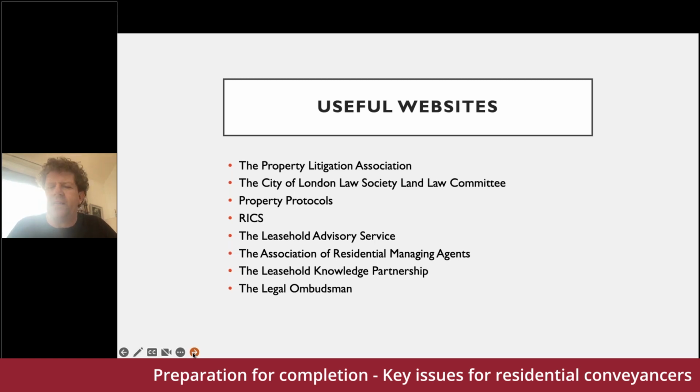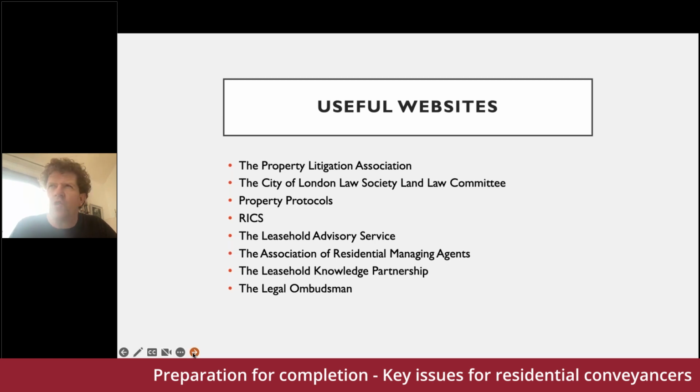City of London Law Society Land Law Committee: useful, particularly for commercial property transactions. Also useful to see what's happening with regard to developments or changes in the law. RICS website: useful in connection with the code of practice for service charge in residential leasehold transactions. Property protocols: useful for dealing with boundary issues in freehold, leasehold, commercial and residential transactions. Leasehold Advisory Service, Association of Residential Managing Agents and the Leasehold Knowledge Partnership: very useful for leasehold transactions.